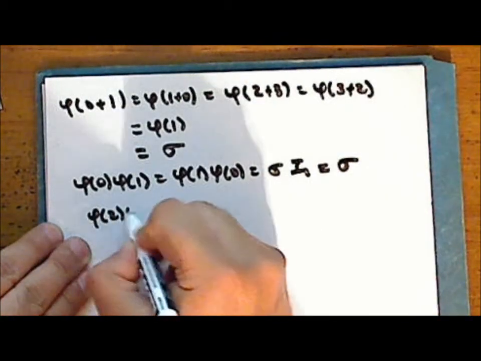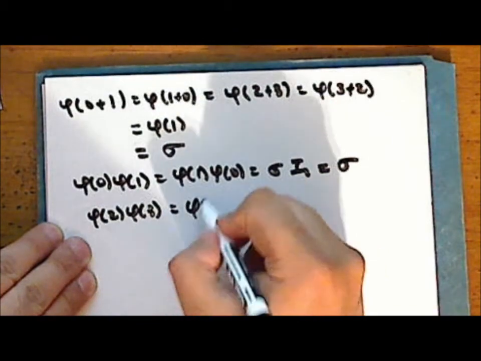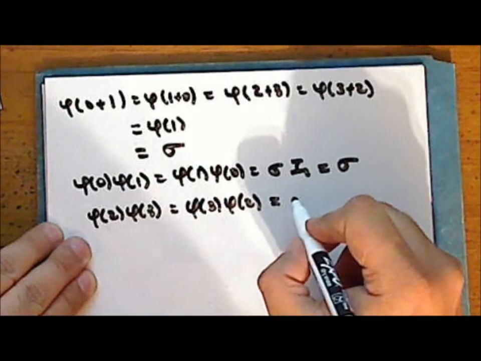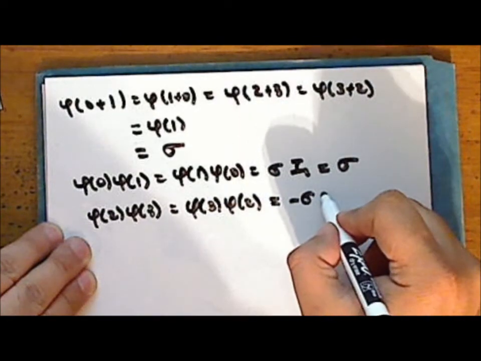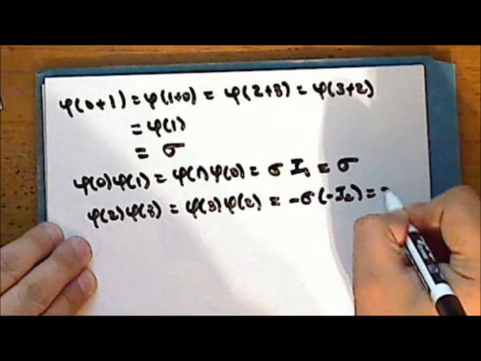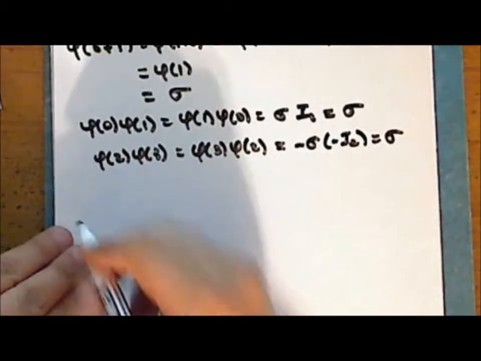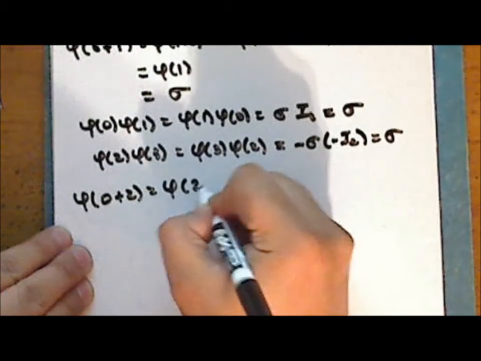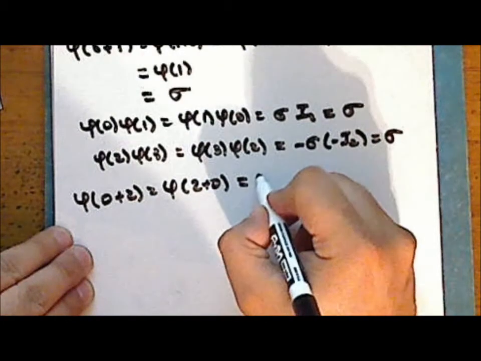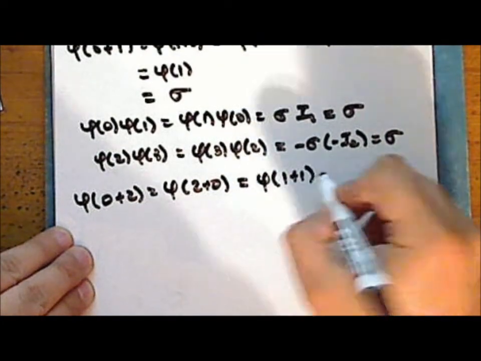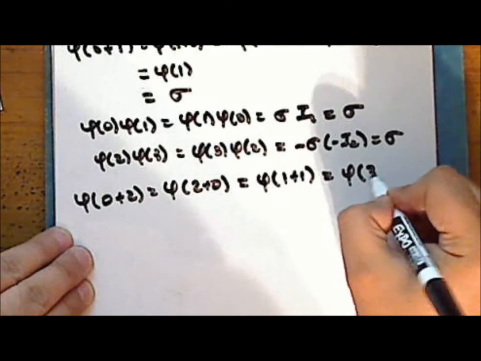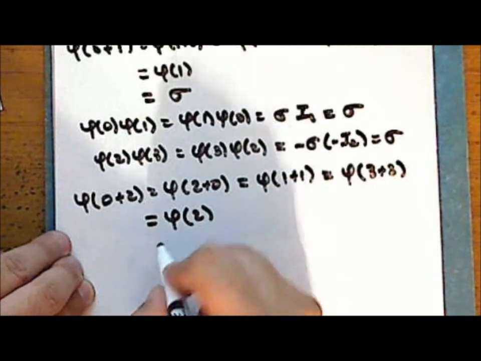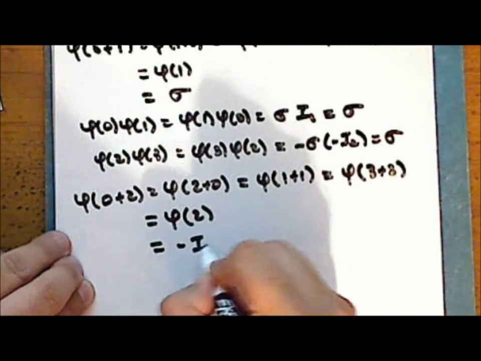Phi of 2 times phi of 3 is the same as phi of 3 times phi of 2, and this is negative sigma times negative identity, which is positive sigma. Now phi of 0 plus 2 is the same as phi of 2 plus 0, which is the same as phi of 1 plus 1, and this is the same as phi of 3 plus 3, all of which is the same as phi of 2, and phi of 2 is negative identity.